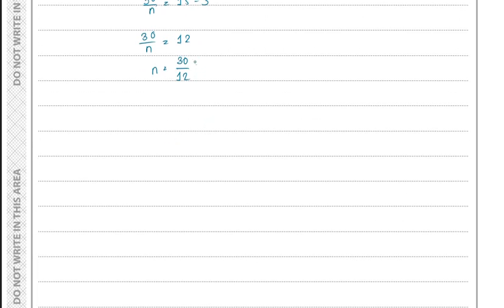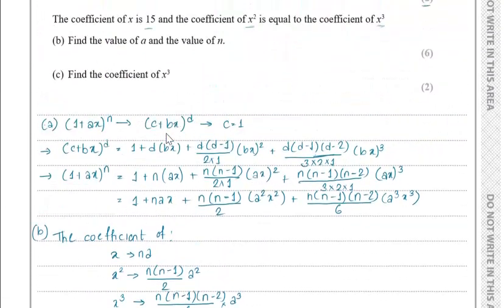30 by 12 will come out to be 5 by 2. If you just put it in the calculator, you get that. And a, we know from equation 1, is 15 by n. So 15 divided by 5 by 2 will come out to be 6. So this is the answer for part B, sorry.